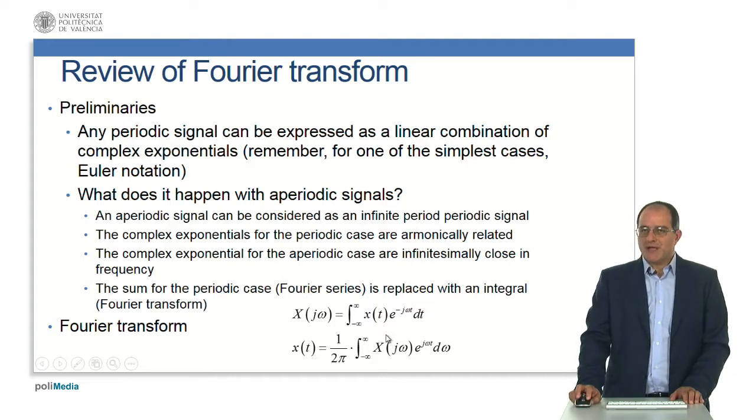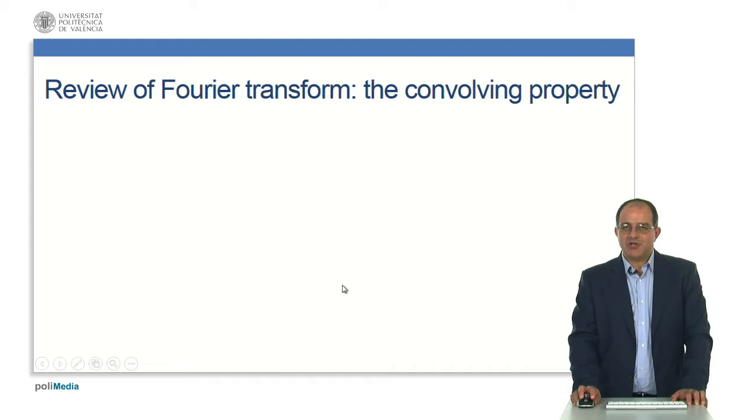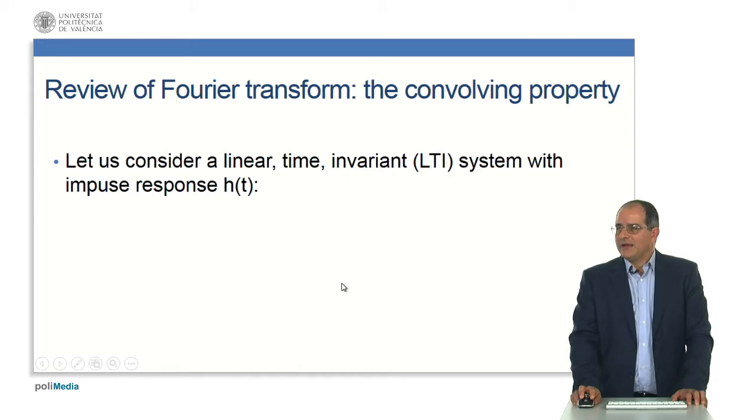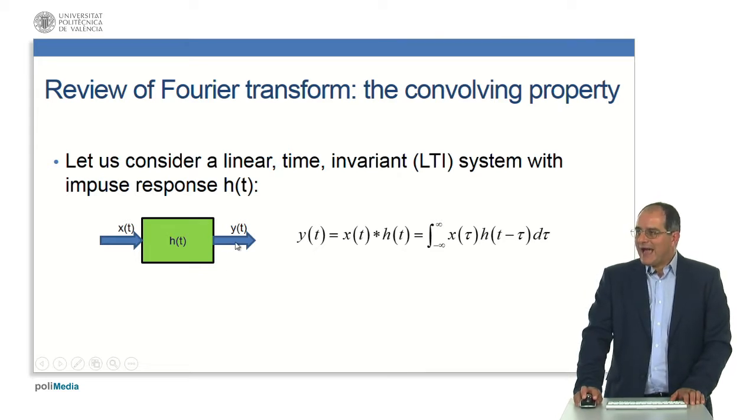If I move on to the antenna problems I'm dealing with at this moment, it's important for me to call your attention to two essential properties of the Fourier transform. The first one is the convolution property. Let us consider a linear time invariant system whose impulse response is given by h of t. It is clear that the output of this linear system will be given by the convolution integral of the input signal x of t with the response of the linear time invariant system I am considering. And this is denoted in this part of the slide.